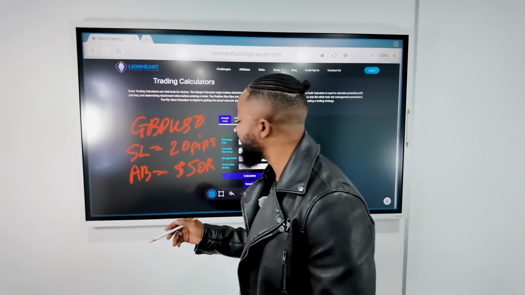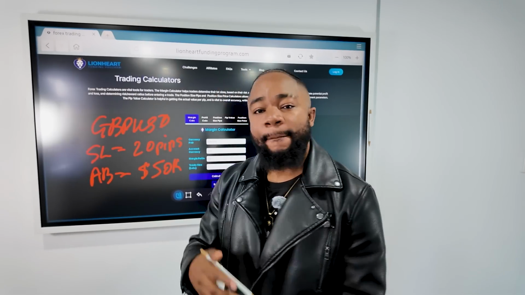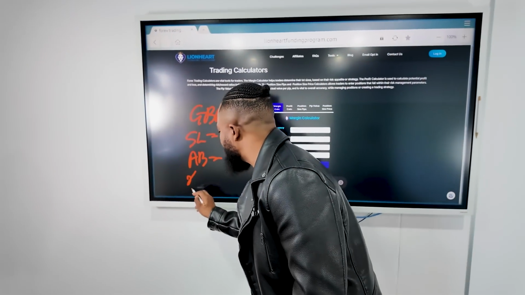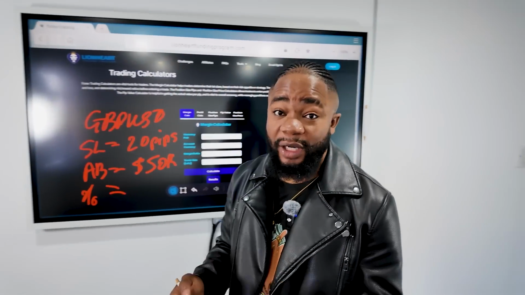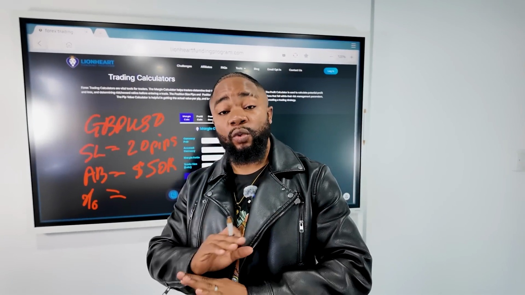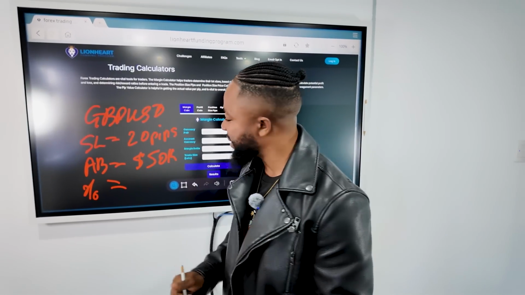So what lot size can you use on this particular trade? Let's just say percentage risk per trade. Let's just say you've already said to yourself that you're not going to risk more than 1% of your account.